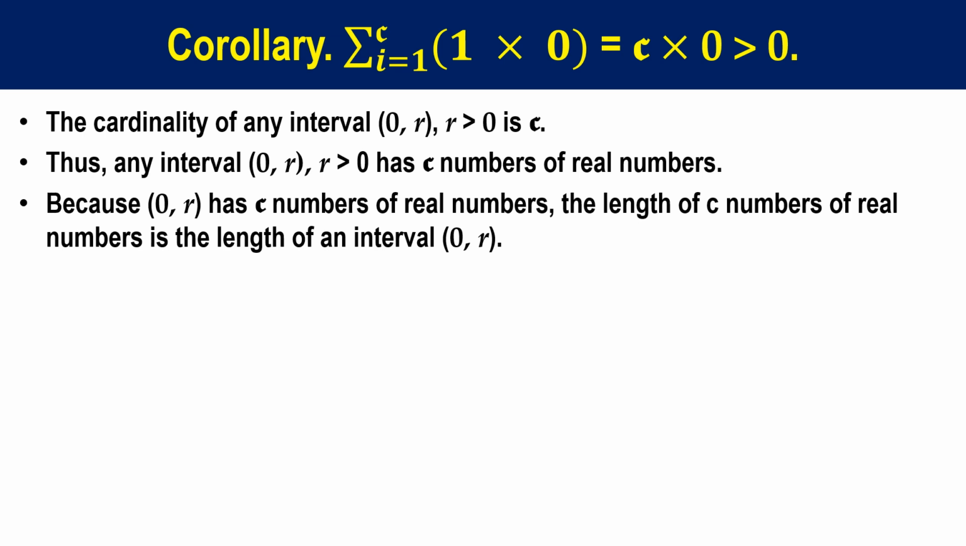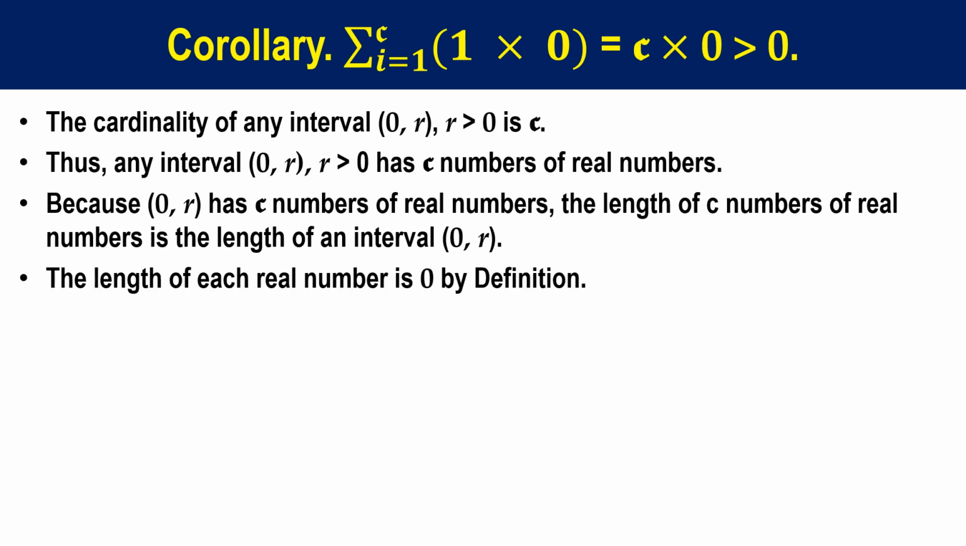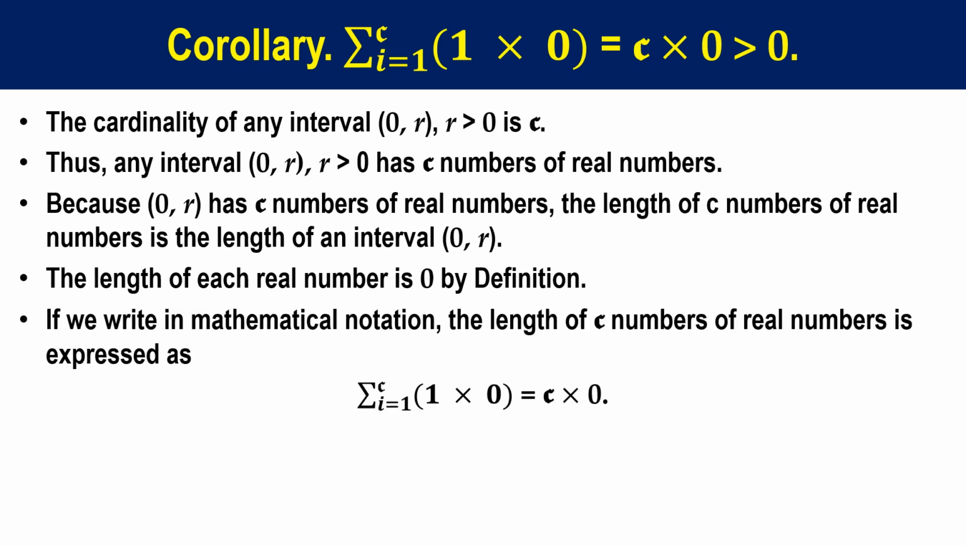Because (0, r) has C numbers of real numbers, the length of C numbers of real numbers is the length of an interval (0, r). The length of each real number is 0 by definition. If we write in mathematical notation, the length of C numbers of real numbers is expressed like this: the sum from 1 to C of 1 multiplied by 0, which is C multiplied by 0.